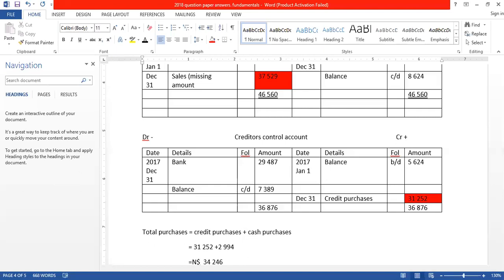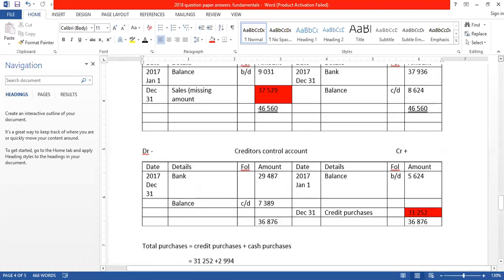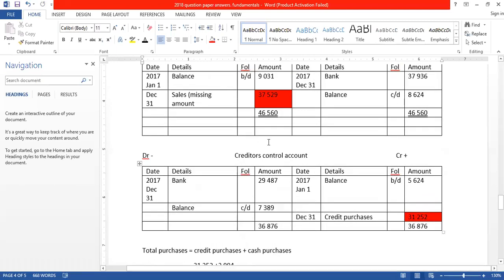Meaning that in cases where you have cash purchases or cash sales, you will need to add them to the credit amounts. Like in this case, creditors control account, you had cash purchases, and that's why you had to add it to your credit purchases. If we had cash sales here, we could have done the same. Total sales equals credit sales, the amount that you got here, plus your cash sales that you are given, and then you get your total sales for the year.